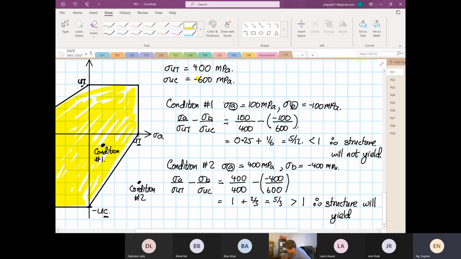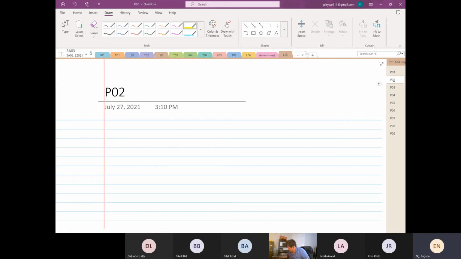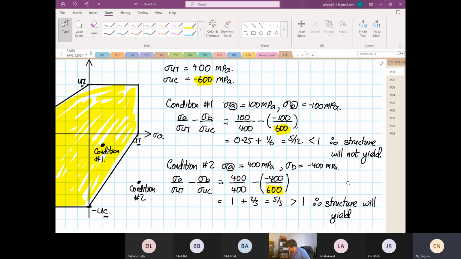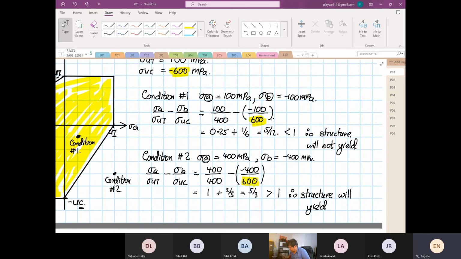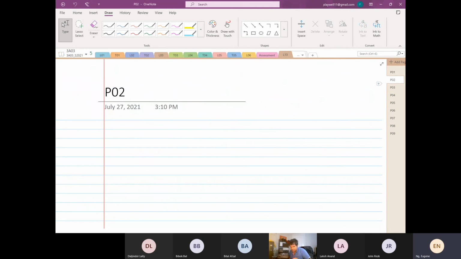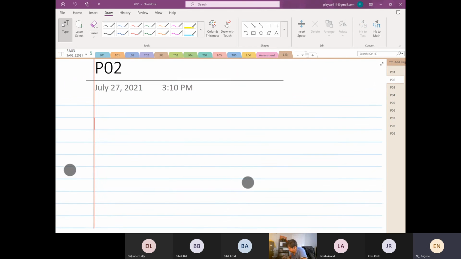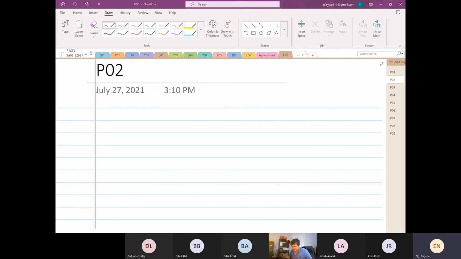So I'm going to quickly do one example. Any questions so far? Anyone? I don't hear anything. Okay, so this was a demonstration of how it works, conditions number 1 and 2. Now I'm going to do example number 1.